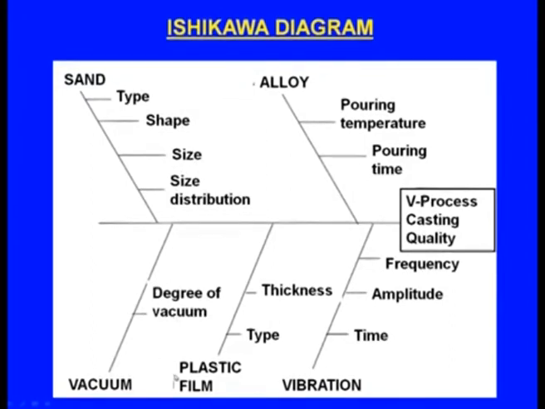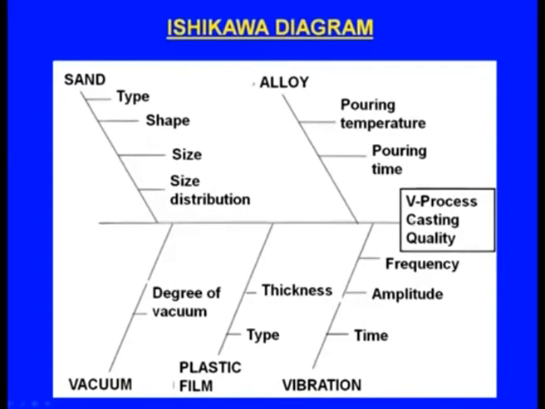Next one, degree of vacuum, plastic film variables, type and thickness. Next one, vibration: time, amplitude, frequency, and alloy: pouring temperature, pouring time. So, all these parameters would influence the quality of the casting.